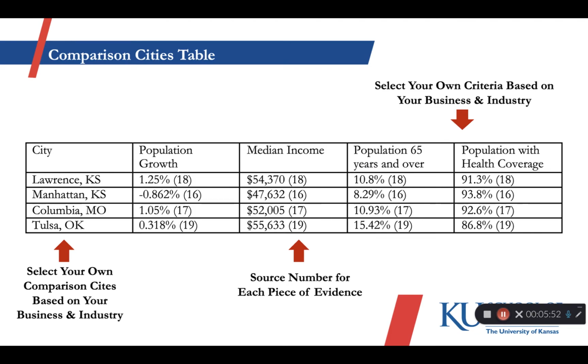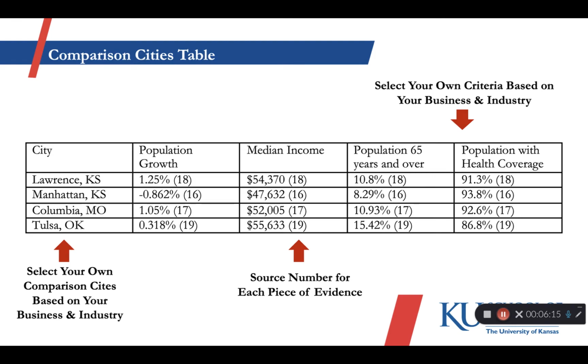In the Comparison Cities table, you will compare 4 cities on your 4 selected criteria. Follow this example to format your table. Include the source number after each piece of evidence. Include these sources on your reference list. While 10 sources are required in the proposal, you are welcome to use additional sources as needed.